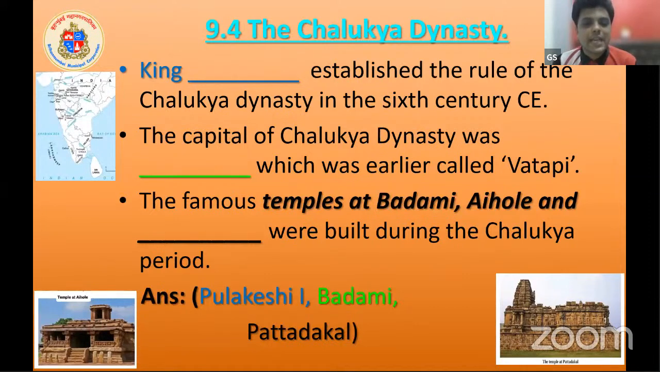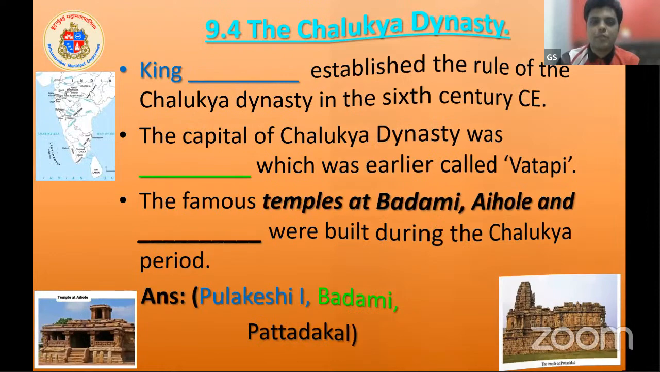So you can note down these answers. Those who have not remembered the answers, write the answer. The first answer, King Pulakeshi I established the rule of Chalukya dynasty in the 6th century CE. The second answer is Badami. The capital of Chalukya dynasty was Badami, which was earlier called Vatapi. And the last answer is the famous temples of Badami, Aihole and Pattadakal. The name of the place is Pattadakal. The beautiful temple is shown in your slide also. Okay. Let us move to the next slide.